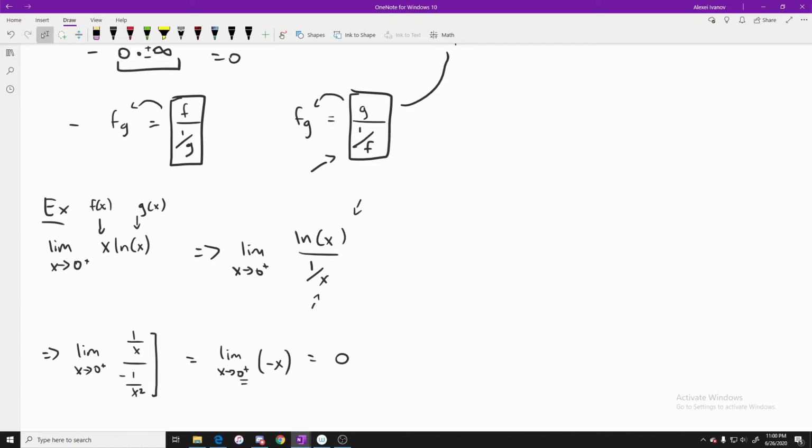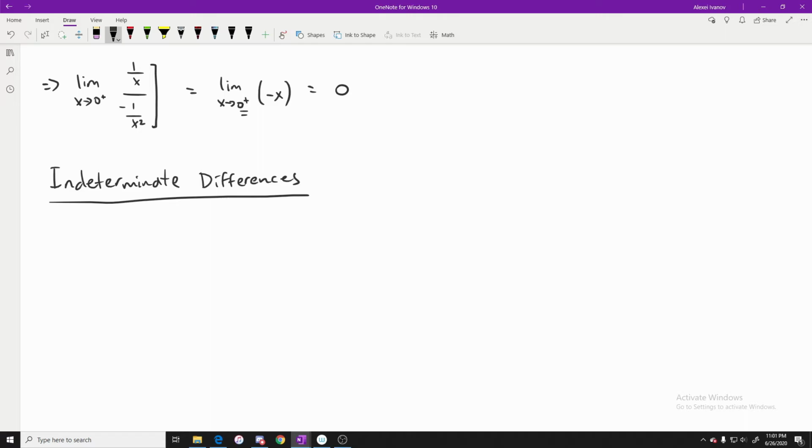Now let's talk about indeterminate differences. Just like indeterminate products, indeterminate differences are when we can't figure out which term wins, because they're conflicting. In this case, we would have something like the limit as x approaches a of f of x minus g of x, where both of them evaluate to infinity. So you'd have infinity minus infinity. Again, we're going to try to convert this to the regular format that we see, which is 0 over 0, or plus or minus infinity over plus or minus infinity.